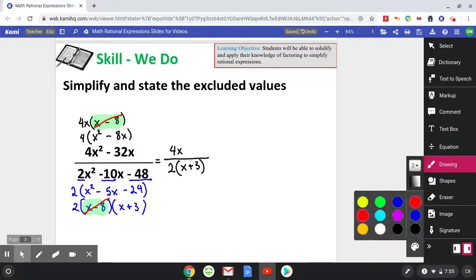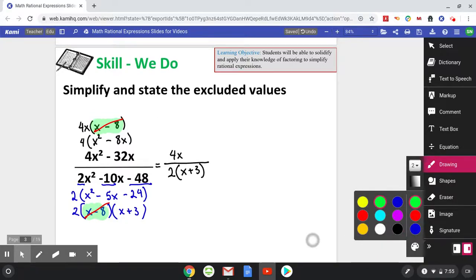Now in this problem, there's an extra step. If you look, there's a 4 and a 2. Which number divides both the 4 and the 2? I will be dividing that 2 by 2. I get a 1. 4 divided by 2 is 2. I haven't canceled the x at the top, so I'll bring it over. And at the bottom, I have 1 times what's in the parentheses, which would give me x plus 3. And this would be the solution for the problem.